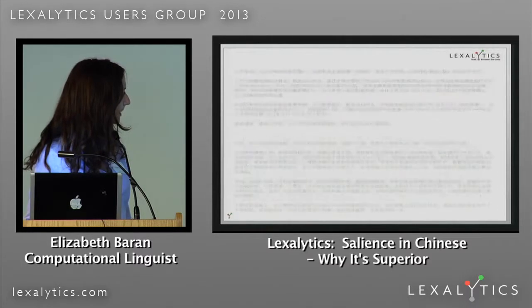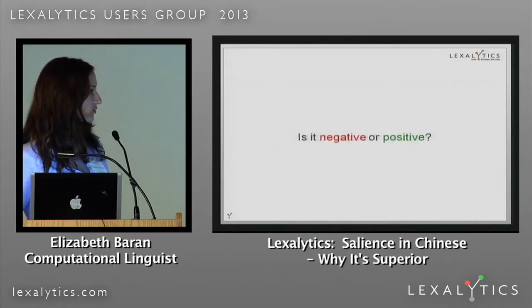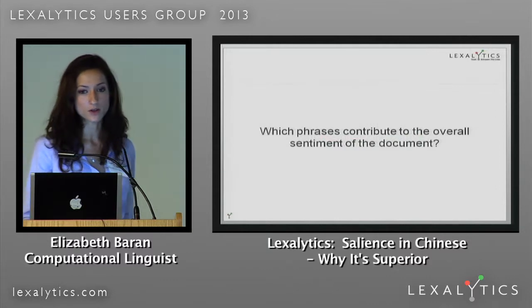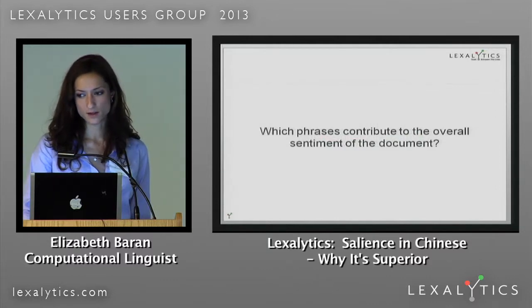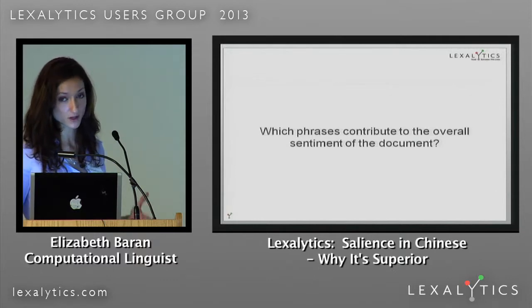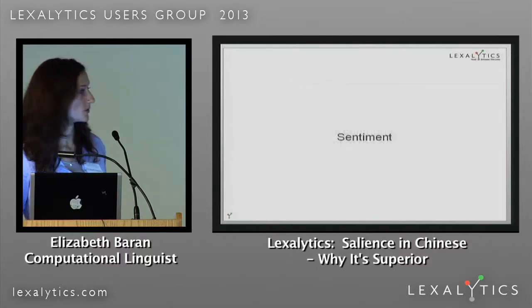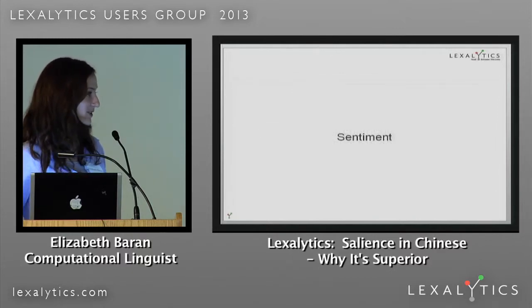Okay. And then how about the overall tone of the article? So is it positive or negative? And which phrases contribute to the overall sentiment of the document? So we do this the same way we do it for our other languages. We leverage the same technique. It's phrase-based. But of course, we use different sentiment dictionaries and different rules to extract those sentiment phrases.